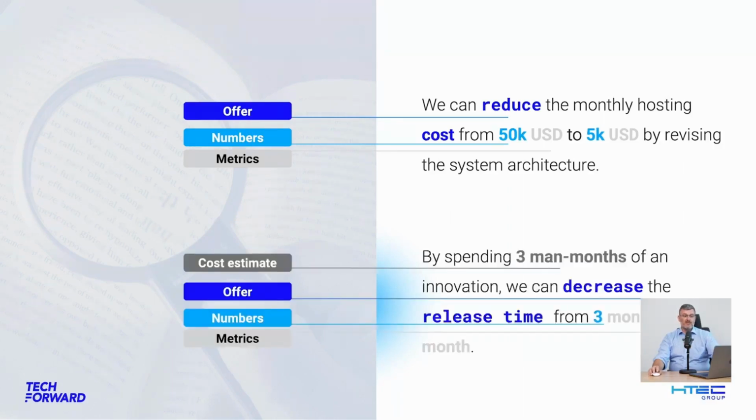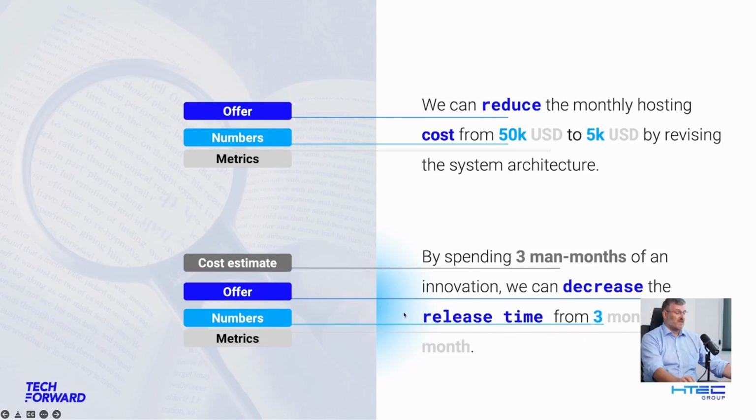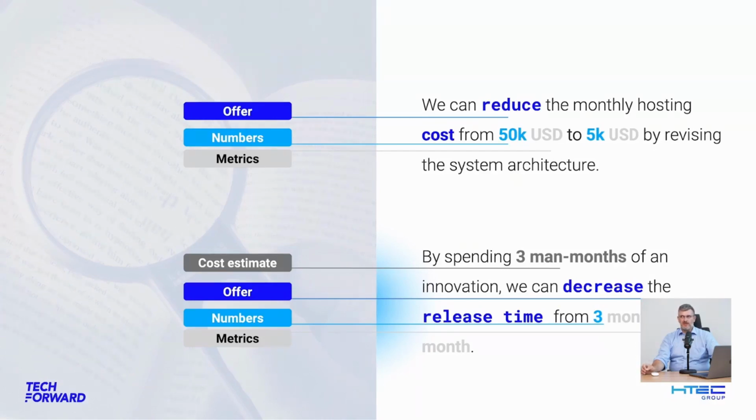If we check the second sentence, by spending 3 man-months of an innovation, we can decrease the release time, it has the same values. We have the offer, we have the numbers, we have a relevant metric, the months, and that sentence is extended with a cost estimation, which also helps the stakeholders to make the proper decision. I would underline that selecting the good metrics is one of the key success factors.